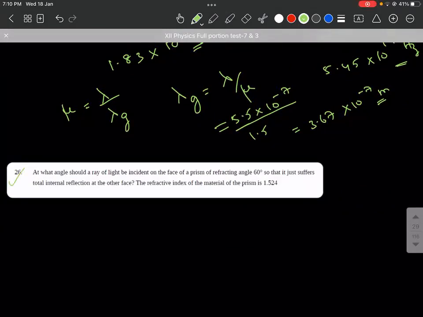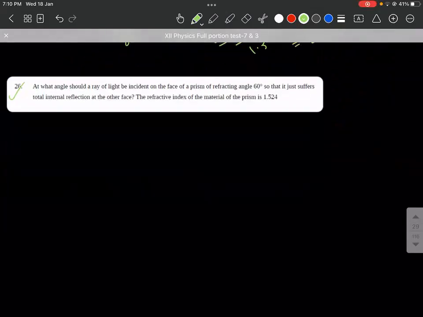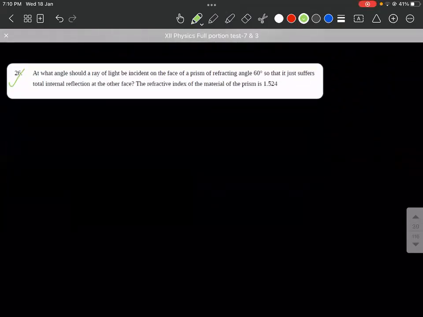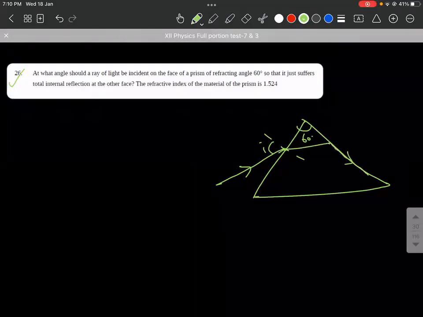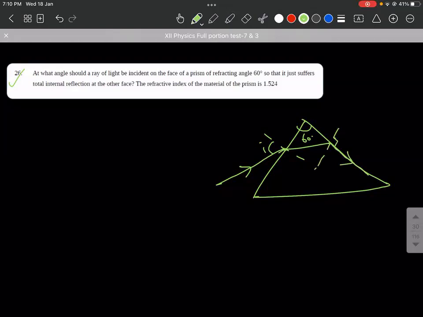26th. At what angle should a ray be incident on the face of a prism of refracting angle 60 degrees so that it just suffers total internal reflection at the other face? So this is 60. This is angle of incidence I. So here it should graze along the surface. That is what they're saying. So this will be 90. If this is 90, this is also 90. Am I right? Yes. So what should be the angle of incidence?